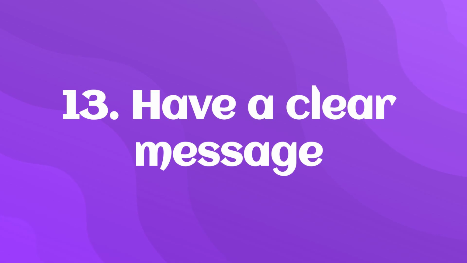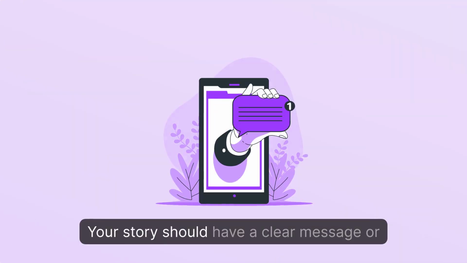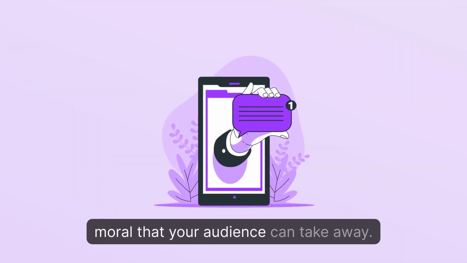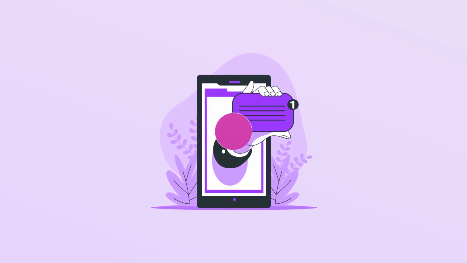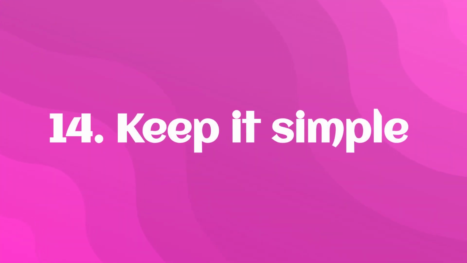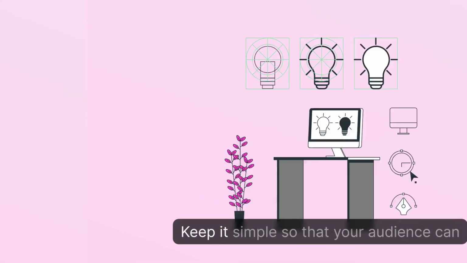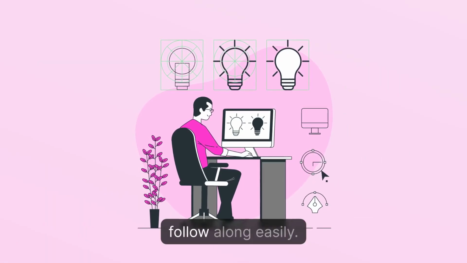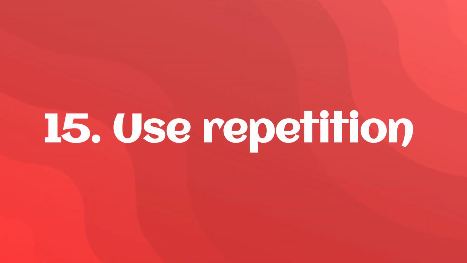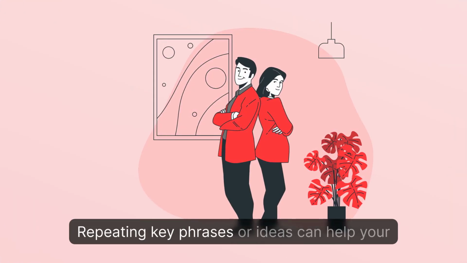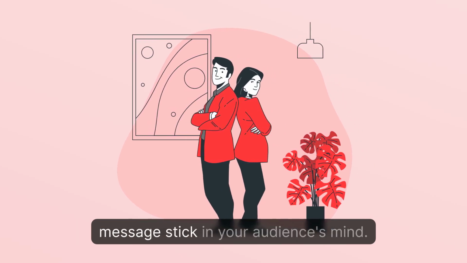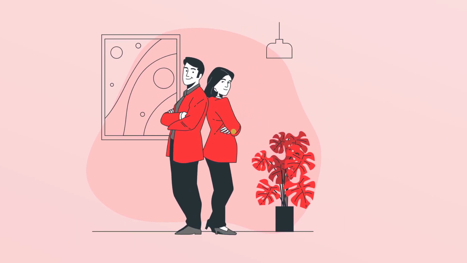13. Have a clear message. Your story should have a clear message or moral that your audience can take away. 14. Keep it simple. Don't overcomplicate your story. Keep it simple so that your audience can follow along easily. 15. Use repetition. Repeating key phrases or ideas can help your message stick in your audience's mind.